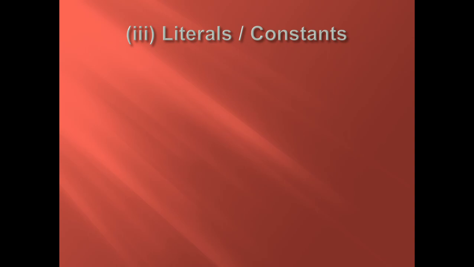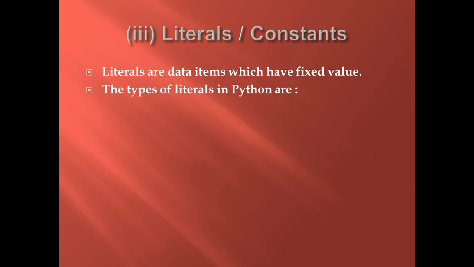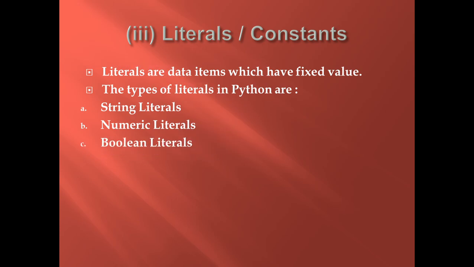Let us move on to literals or constants. What is a literal? Literals are the data items which have a fixed value. There are many types of literals in Python: string literals, numeric literals, Boolean literals, a special literal called None, and collection of literals.